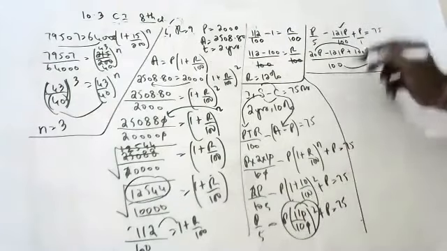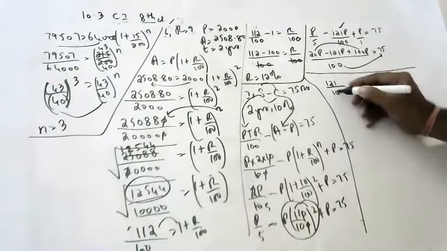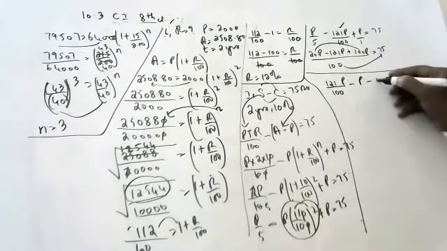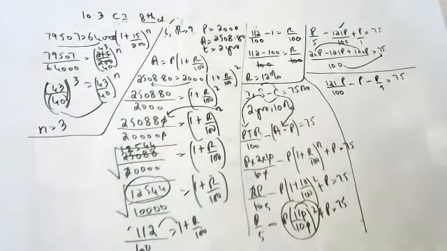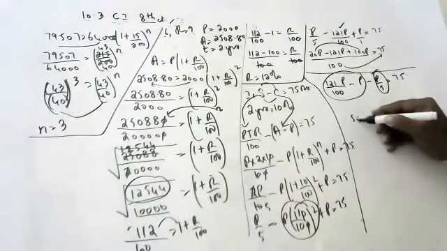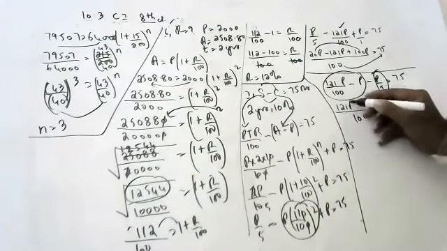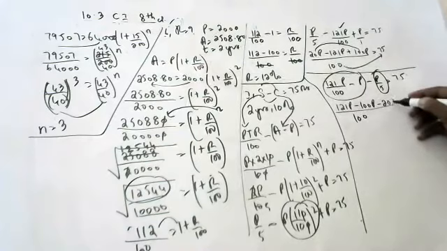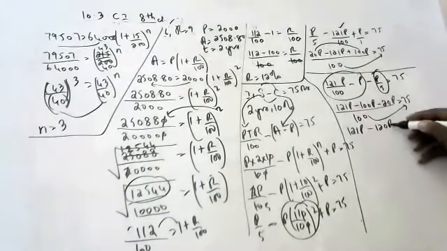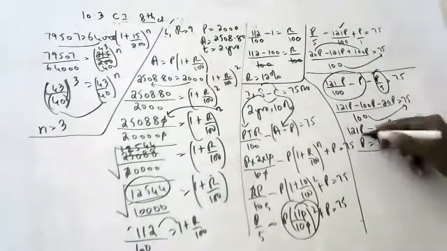P into 121 by 100, minus 100P, minus P by 5, is equal to 75. This is compound interest minus simple interest. 100 is the only LCM. 121P minus 100P minus 20P is equal to 75. This goes here: 121P minus 120P is equal to 7500. P is equal to 7500 rupees, the principal.